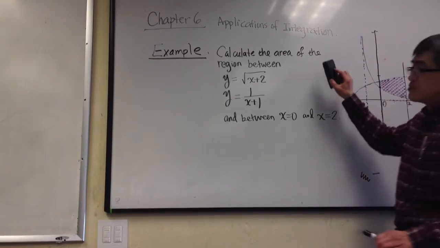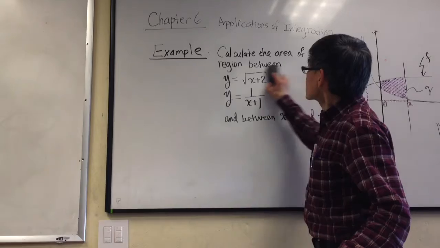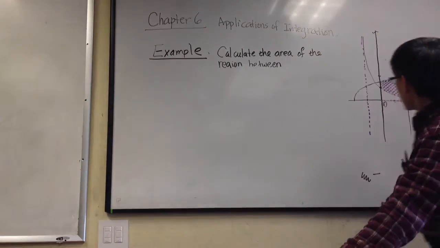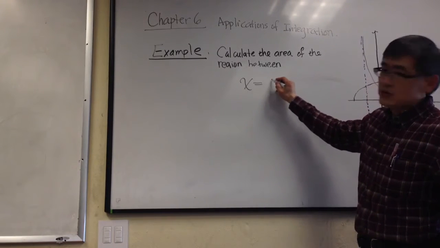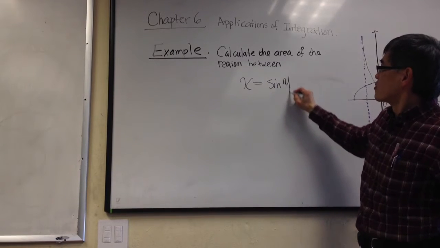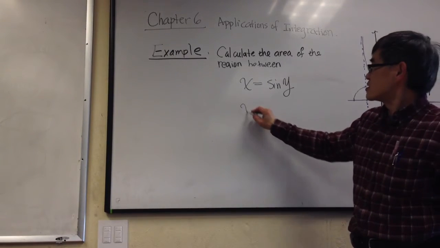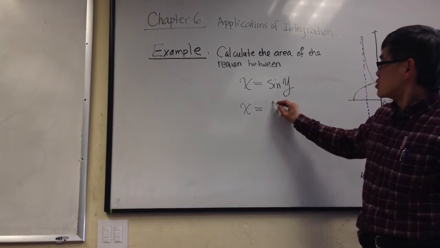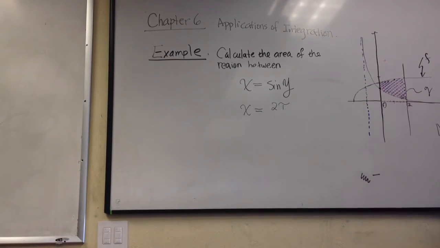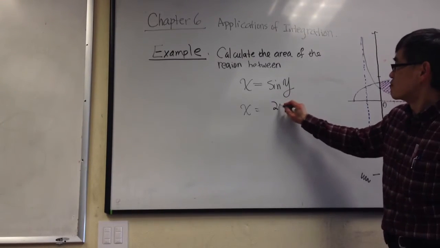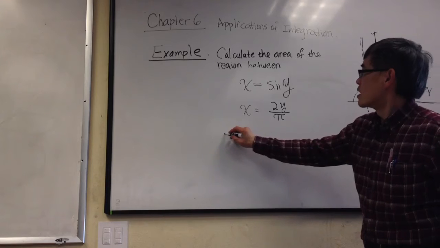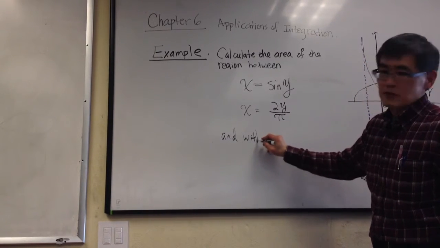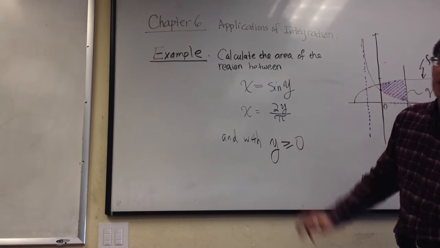The second example: the area of the region between x is equal to sine y and x is equal to 2y over pi, with the condition that y is greater than or equal to 0.